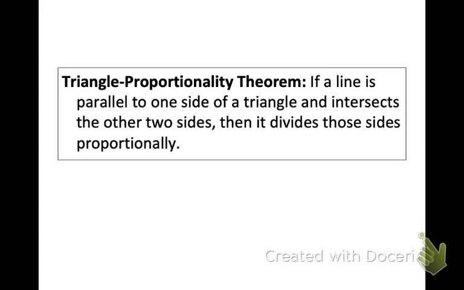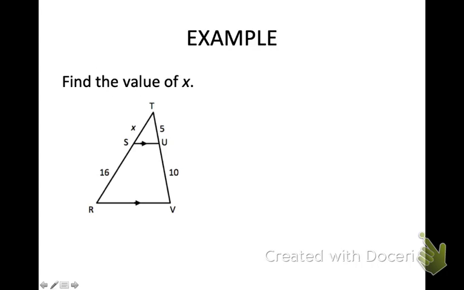Alright, so the first theorem that you guys should have jotted down is the triangle proportionality theorem, which says if a line is parallel to one side of a triangle and intersects the other two sides, then it divides those sides proportionally. So, do I have a line parallel to a third side in this diagram? Yes? Okay. So then what happens is it intersects proportionally.